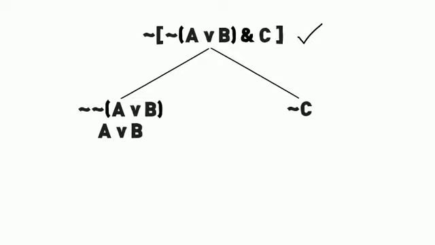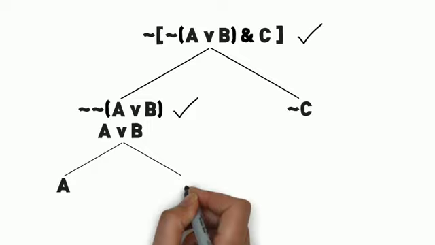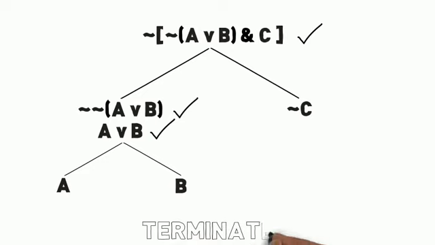You're still left with a compound statement, A or B, so you'll need to break that down too. A disjunction is true if either of its disjuncts are true, so you'll need to branch the tree again, writing A on one branch and B on the other. And, of course, place a check mark next to the compound statement. Now look at the whole tree. Does it contain any compound statements without check marks? No, only single statements and negated single statements, so the tree is terminated.